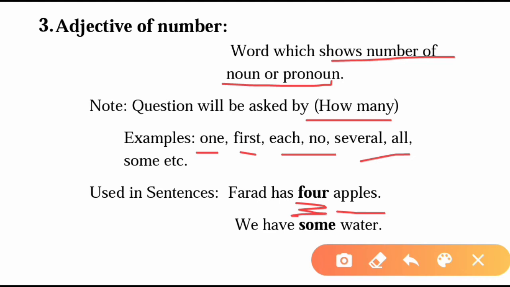Another example, you can see we have some water. So some here is showing the adjective of number, but it is not an exact number. So adjective of number could be exact, could be not exact. In both cases you can use adjective of number. So some here, although it is not showing an exact number, is an adjective of number, because it is talking about the noun here, you can see water. Water is a noun, while some is showing some number which is not exact.